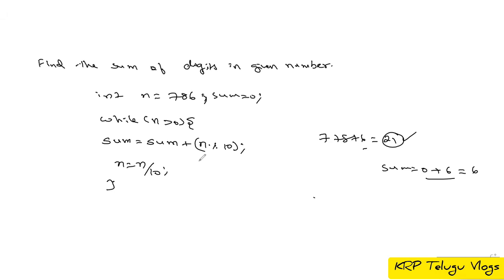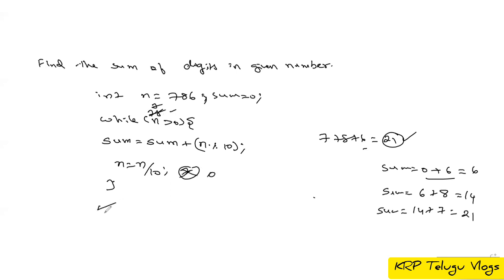78. Now again 78 is greater than 0. Sum is equal to sum plus n mod 10. Sum is 6 plus n modulus of 10, which is 8. So 6 plus 8 is 14. Next, n is equal to n divided by 10, so 78 divided by 10 is 7. Again 7 is greater than 0. Sum is equal to sum plus n mod 10: 14 plus 7 is 21. Then n is equal to n divided by 10, so n becomes 0. 0 greater than 0 is false, so it will break the loop.